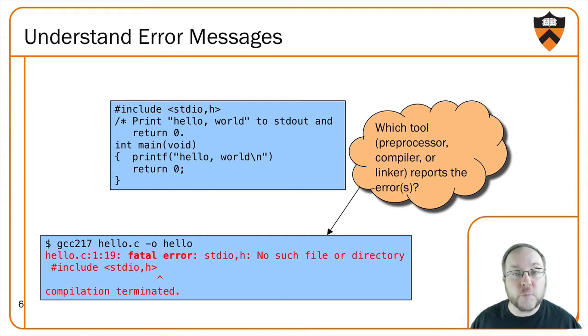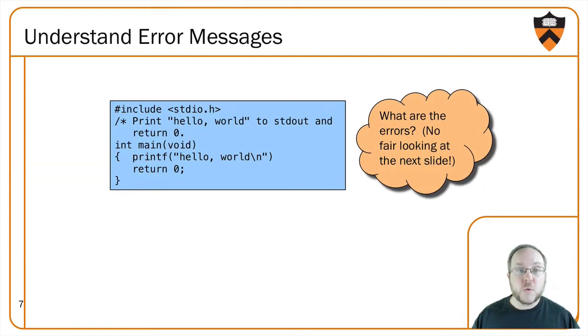GCC 217 reports that there is a fatal error that crashed the build process. What does the error mean, and which stage of the build process triggered it? The preprocessor reported the error that a certain file we tried to pound include doesn't exist. We correct the typo and try again. Here's the fix. With the comma in standard I/O replaced with the required period.